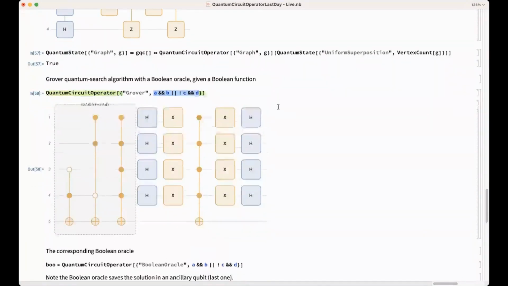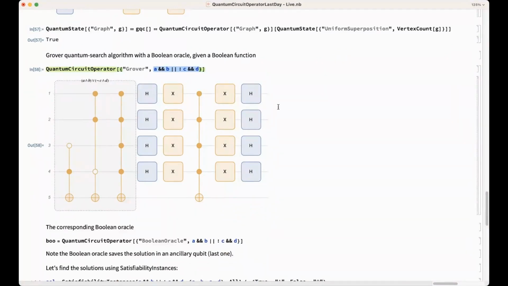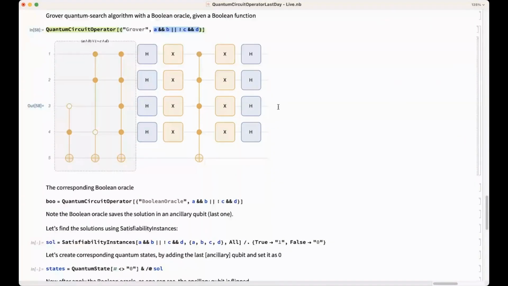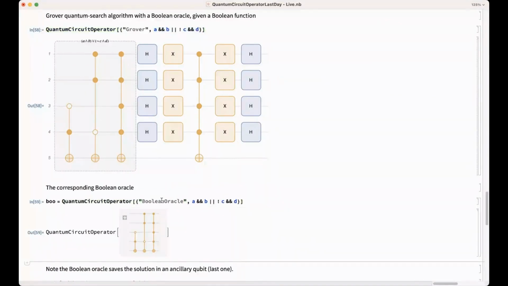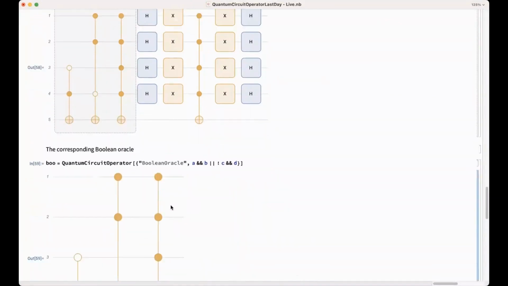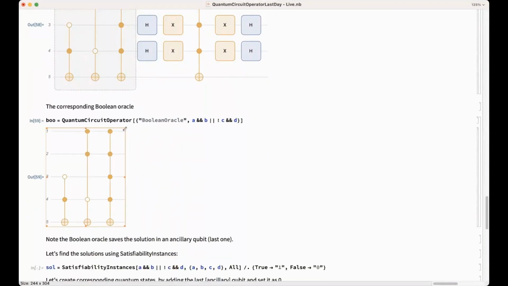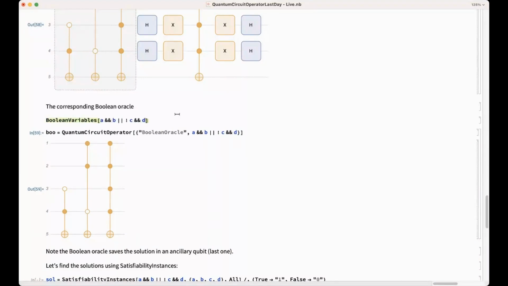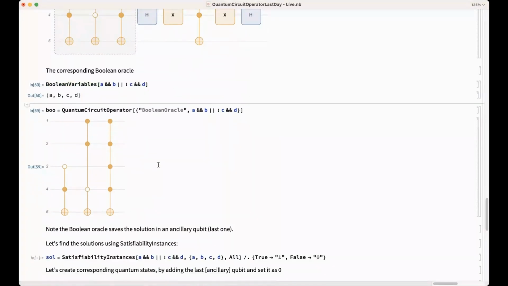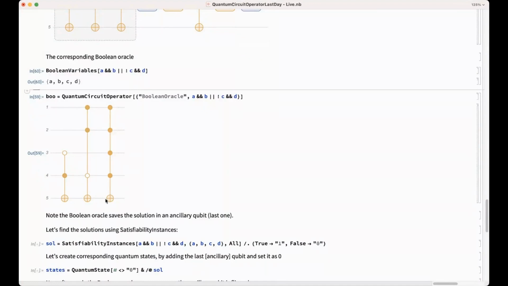Okay, and Grover can have many different oracles. One famous one that you see here, people call it Boolean Oracle. The idea of Boolean Oracle is that given the number of qubits, or basically the number of elements that you have in your Boolean function, you see here is 4, you add one ancillary qubit because you would like to save the solution. So you see here, it has only 4 variables. The idea of Boolean Oracle is to save the solution in an ancillary qubit.